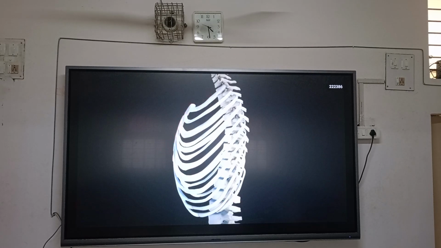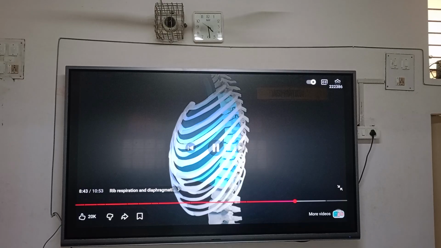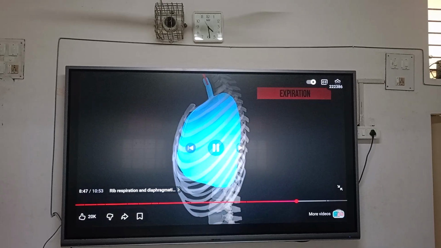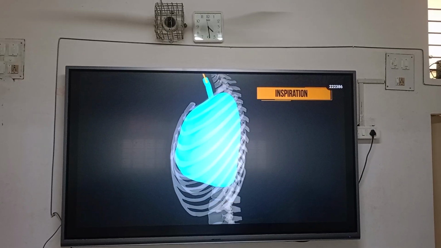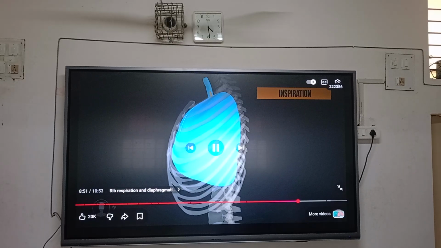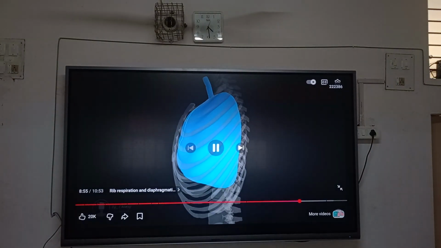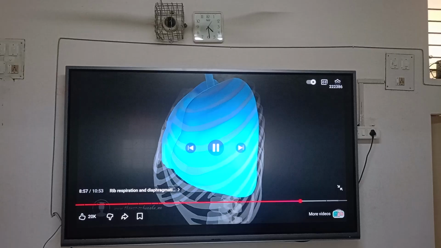When the lungs inflate, a negative pressure is created in the lungs, and we breathe in. When the lungs deflate, positive pressure is created, and air is forced out of our lungs. We breathe out.